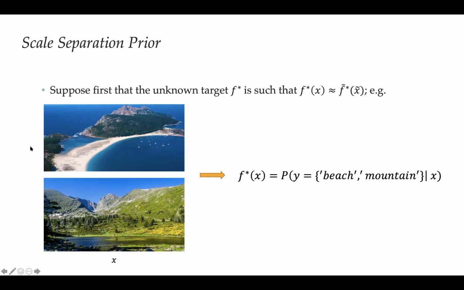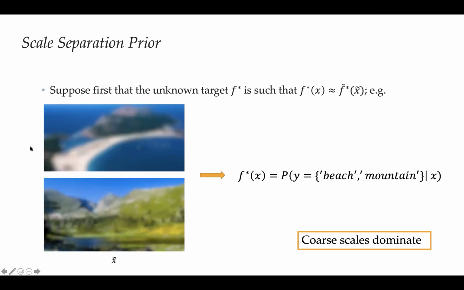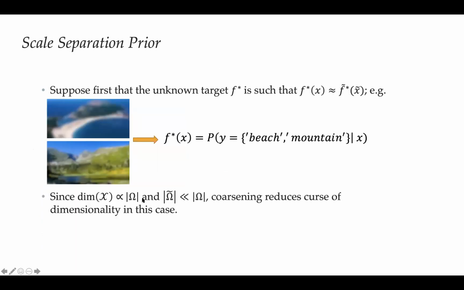So here is an example where the coarse scales dominate, right? If I want to approximate this function f star, I can perfectly focus on the coarse scales. And obviously, because the dimensionality of x tilde is smaller, right?